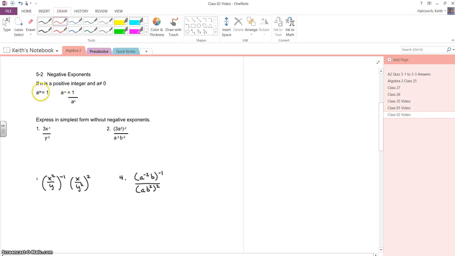Something to keep in mind: anything to the 0 power is always equal to 1. So for example, 5 to the 0 is 1. 4 to the 0 is 1. Anything to a negative power is always the reciprocal. So for example, 5 to the negative second is the same as 1 over 5 squared, which is 1 over 25. So 4 to the negative second would be 1 over 4 squared, which would be 1 over 16.